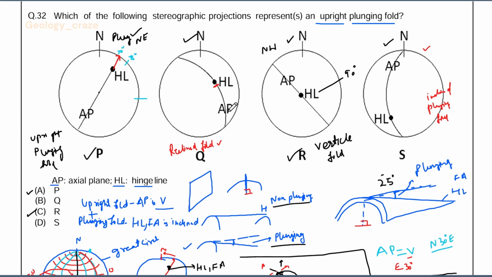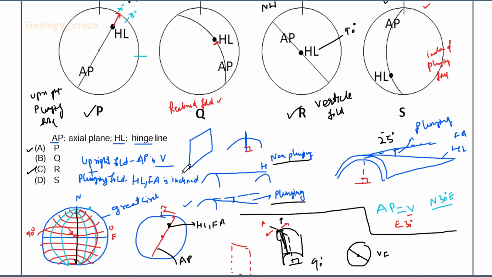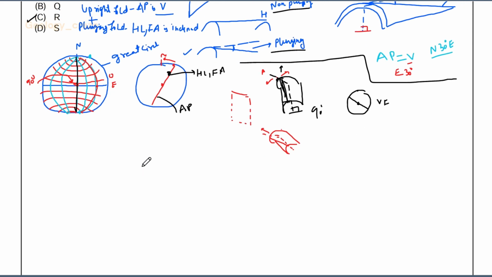Now apart from this I have some other types. If all are plunging in this case, now I will take some cases of non-plunging also.